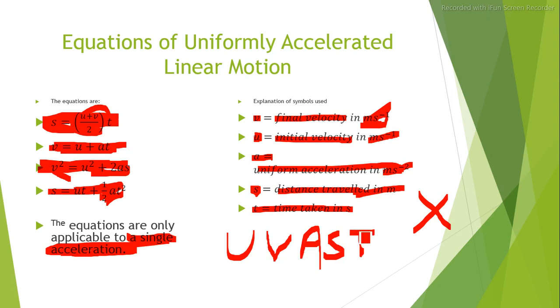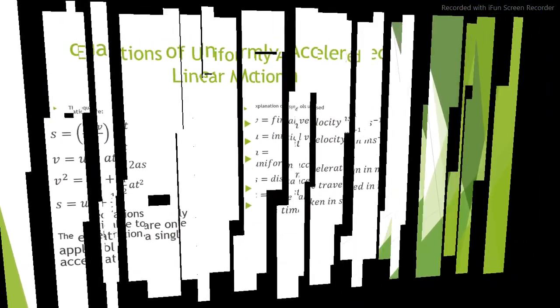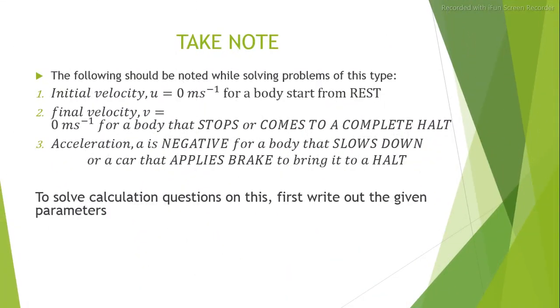Do you understand that? So now let's see what are those things that you need to take notes of when using these equations. The following should be noted while solving problems of this type. Number 1, the initial velocity U is 0 when the body starts from rest. So take note of the word rest when you are solving questions on this. Are you with me? Good. So when the body starts from rest, then we say the initial velocity U is 0 meter per second.